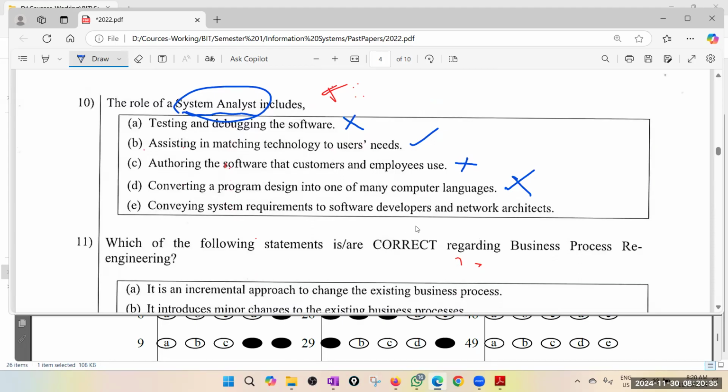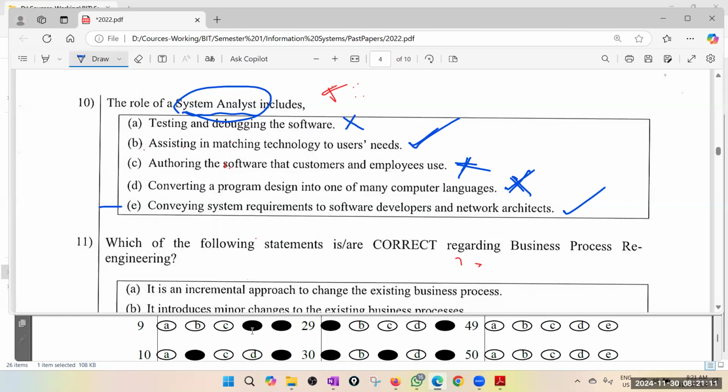Conveying system requirements to software developers and network architects. Yes, they are playing that bridge role. They understand the requirement, closely work with customers, clients, and users, model it, document it, and convey those requirements to the designers and developers. So this is definitely a role, though a sort of indirect one, but the others are not their roles. So the possible answers are B and E. E is definitely the answer. I don't know whether they will take B. Okay, question 10: yes, B and E.